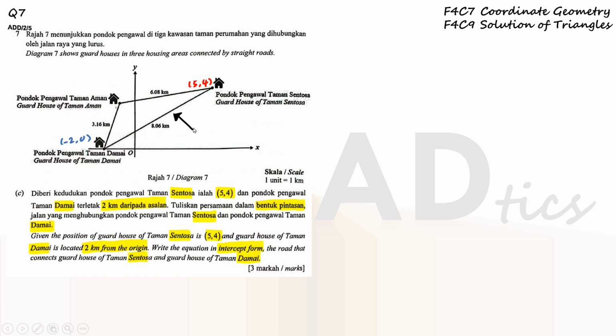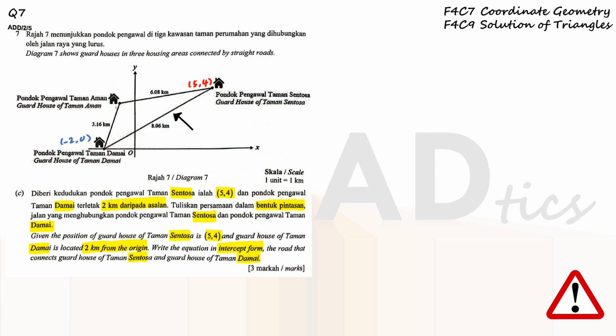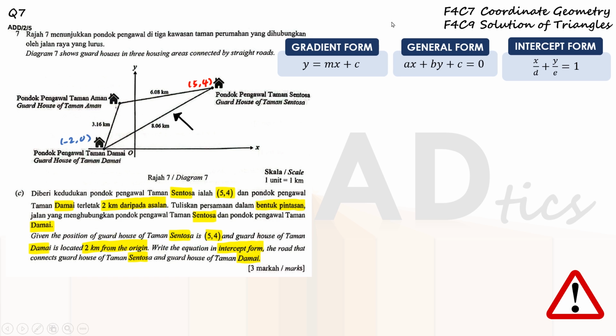Now we need to find the equation of this line in intercept form. For line equations, we have 3 types in this chapter, coordinate geometry: gradient form, general form and the intercept form which the question requires. D and E here represent the x-intercept and y-intercept respectively. The x-intercept we have already found, which is -2, but for the y-intercept we don't have any information because the question doesn't give us the line equation. So no choice, we need to form the y = mx + c equation first.